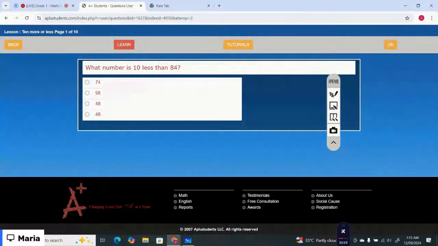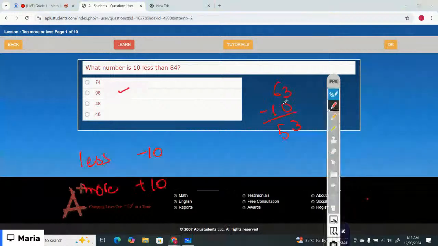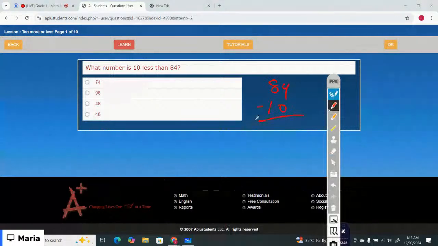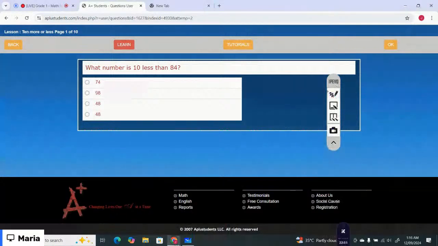Okay, let's just start with the first question. What number is 10 less than 84? So 10 less than 84. That means you have to take away 10 from 84, right? That would be 4 take away 0 is 4 and 8 take away 1 is 7. That is 74. Option number 1 is the correct option. So 74 is the number that is 10 less than 84.